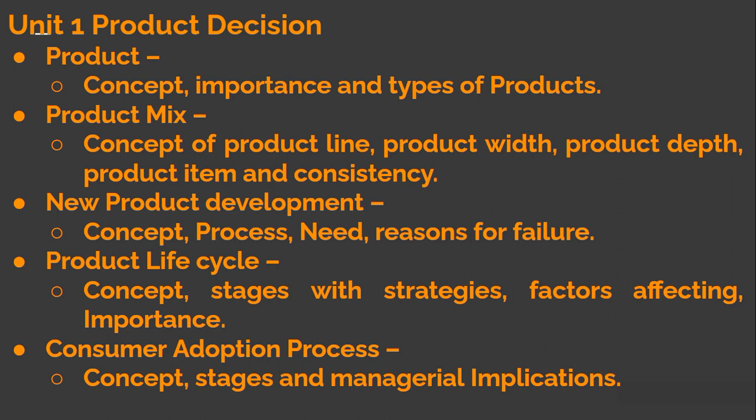The concept is that there are different stages of the product life cycle, and at each stage the organization uses successive strategies so that the product will have a longer life cycle and can survive in the market for a longer period of time. So we'll discuss the stages of the product life cycle with the strategies for each stage. There are certain factors affecting the life cycle, and its importance.